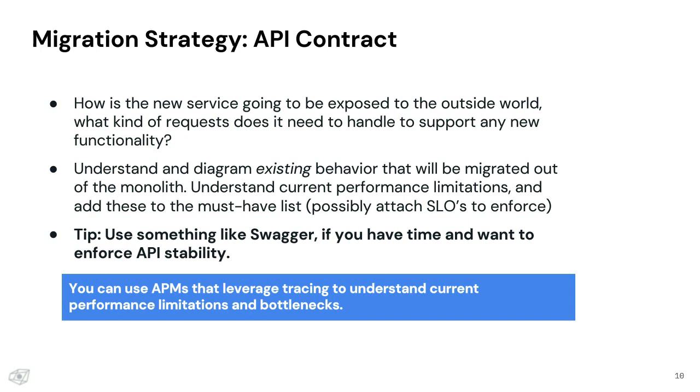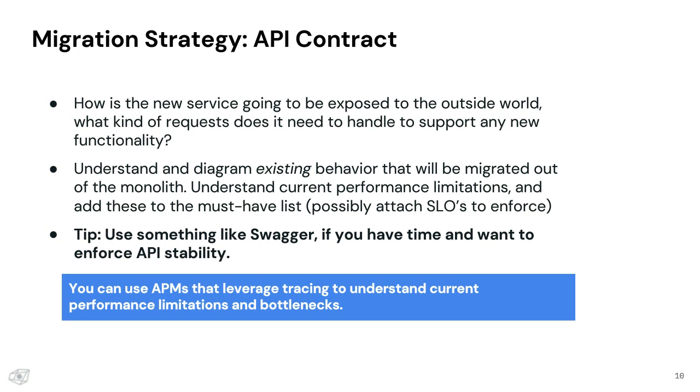I think it's really important here to understand and diagram out existing behavior that will be migrated out of the monolith, understand current performance limitations, and add these to that must-have list that we talked about earlier. Also, a great point here is to use some kind of API modeling like Swagger if you want to enforce API stability. Swagger is a great tool for that. It allows you to even embed your API contract inside your code, which further helps enforce API stability and catches changes or regressions.